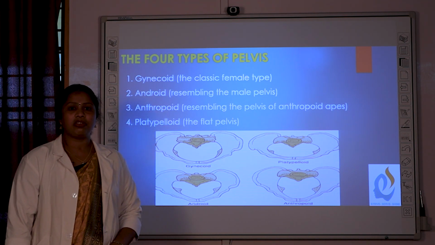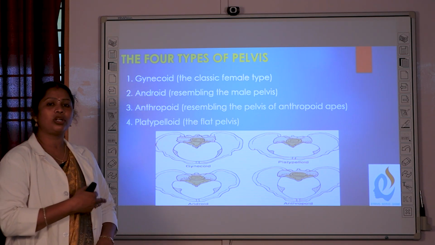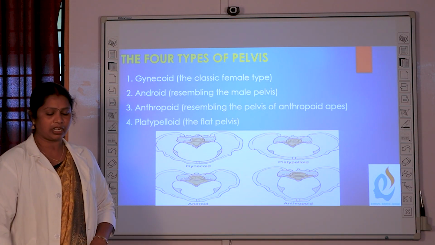Then 4 types of pelvis in obstetrics. First one is gynecoid, second one is android, third one is anthropoid and fourth one is platypelloid pelvis.